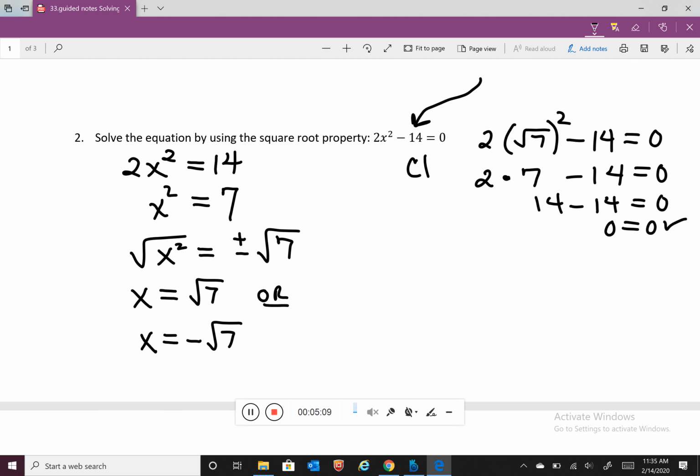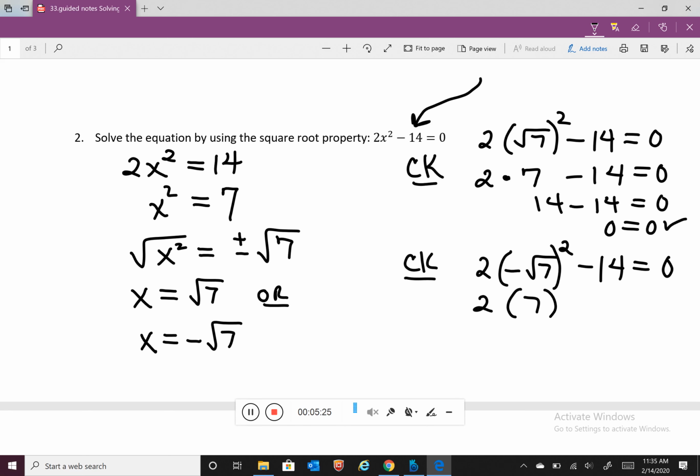Now the next check is almost exactly the same. The only difference is inside our parentheses we have a negative. But remember, a negative squared is a positive. So this is going to give us 7 as well. And 2 times 7 is our 14. And 14 minus 14 is 0. So this shows that both the square root of 7 and the negative of the square root of 7 are solutions.